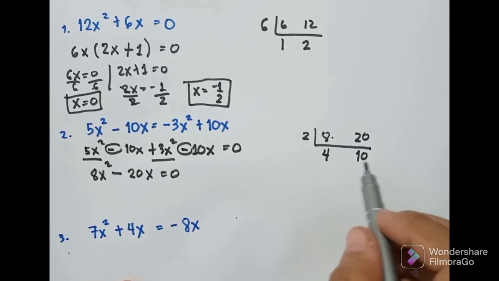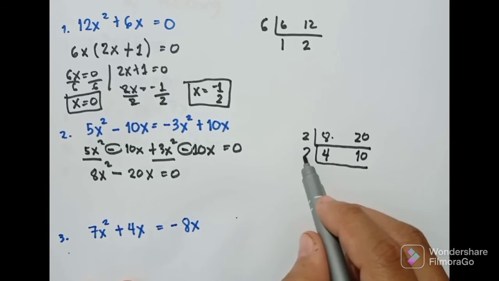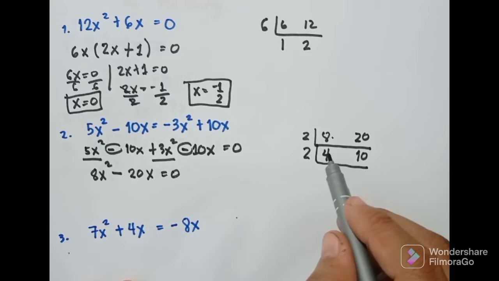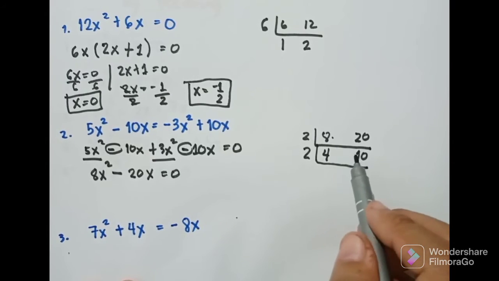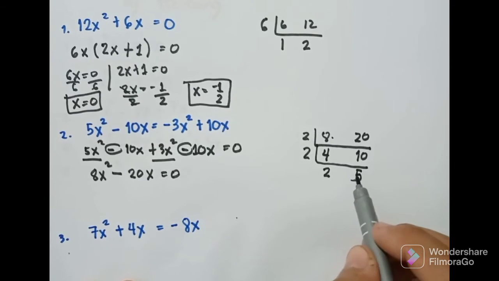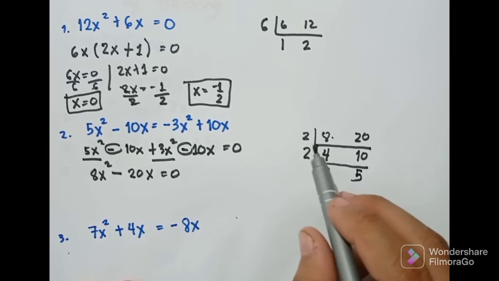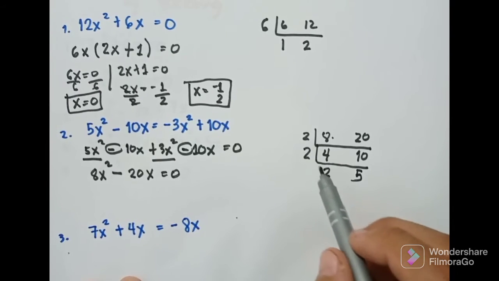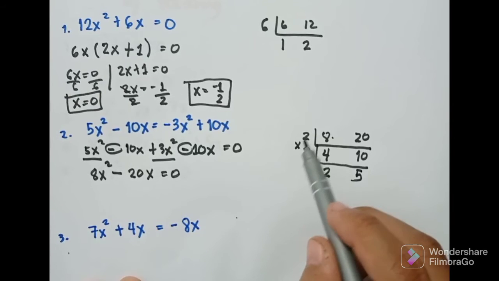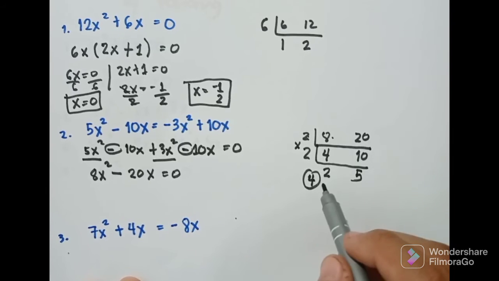O, tingnan natin. Si 4 tsaka si 10 ay divisible pa rin by 2. So, i-divide pa rin natin to ng 2. Hindi tayo matatapos hanggat divisible pa ng same number itong quotient. Okay. So, 4 divided by 2, this is 2. And 10 divided by 2, this is 5. So, now, si 2 and 5, okay, ang makaka-divide na lang sa kanila is 1. So, therefore, paano natin kukunin ngayon yung GCF? Dalawang number to. I-multiply lang natin to. 2 times 2, that is equal to 4. So, therefore, ang GCF ni 8 and 20 ay 4.